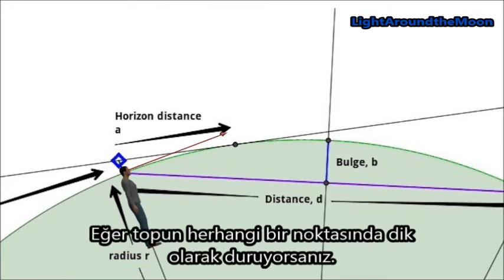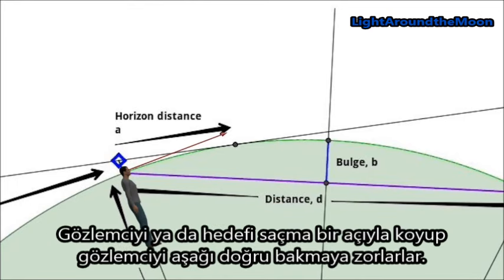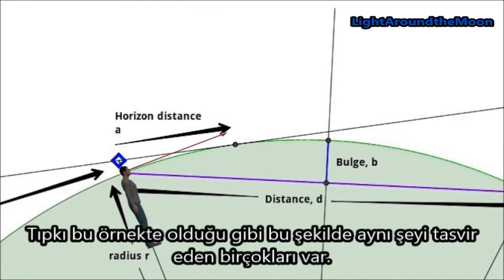If you're standing perpendicular on top of any point on the ball, but yet every single curvature chart you're going to find is going to show this same kind of nonsense, where they either have the observer or the target at ridiculous angles, or they're forcing the observer to look downward, such as in this example. But there's also plenty of others that depict essentially the same thing.